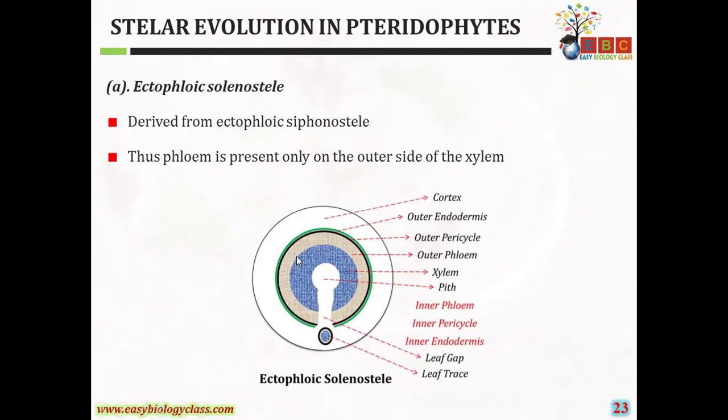So this is the ectophloic, where the phloem is outside. Inner to that will be the xylem, the central pith, and the continuity of that will be the leaf gap. That is ectophloic.